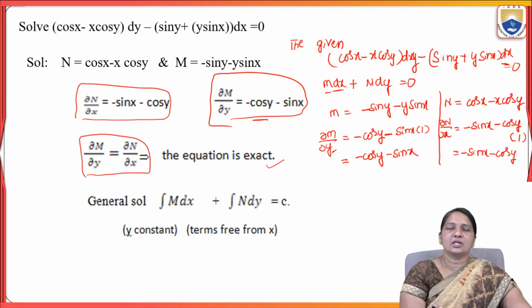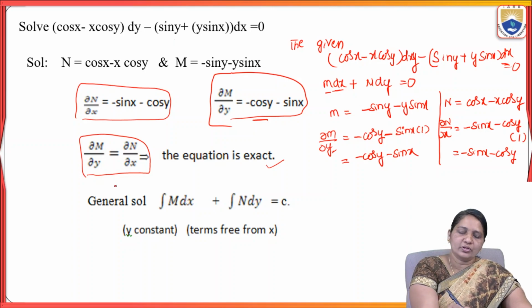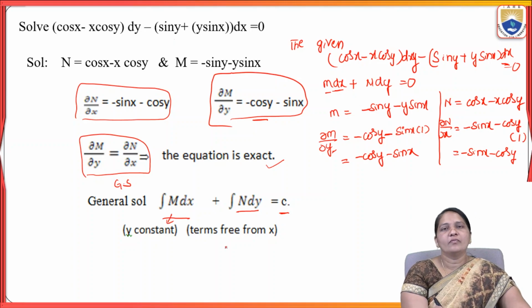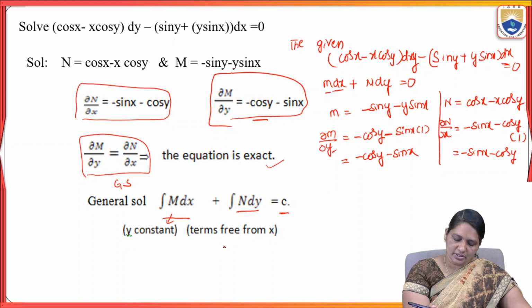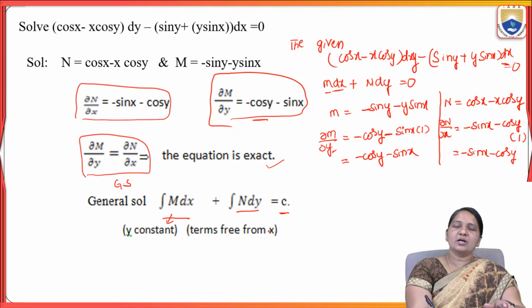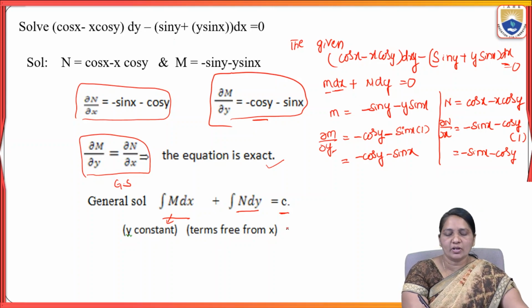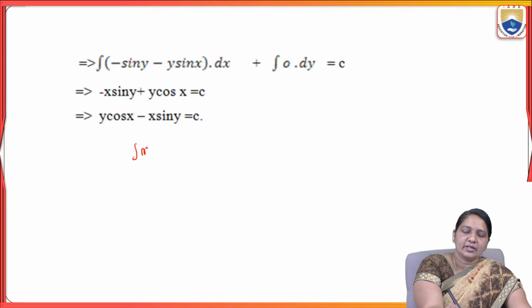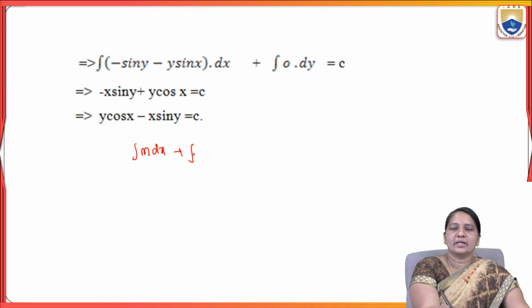So now if they are equal, what are we going to follow? We are going to calculate the general solution. What is the general solution? Integral m dx plus integral n dy equal to c. So here when you are integrating m, y is treated as constant. When you are integrating n, we have to consider only the y terms. That you have to remember. So here we are going to calculate integral m dx plus integral n dy equal to c.